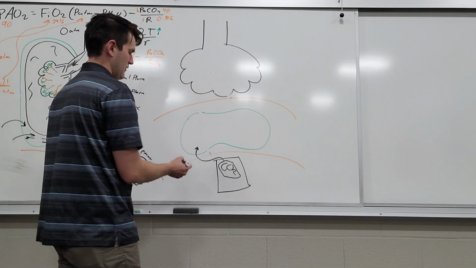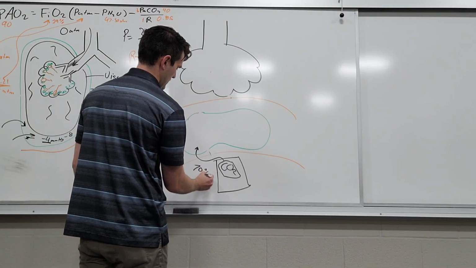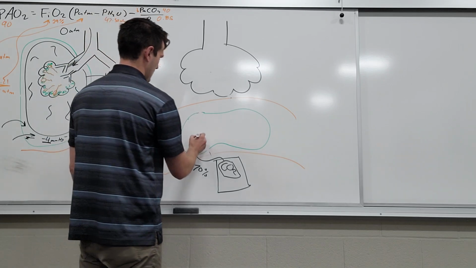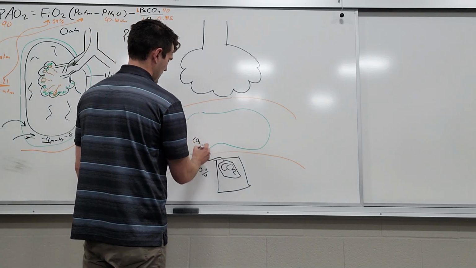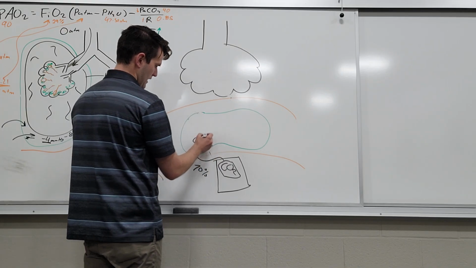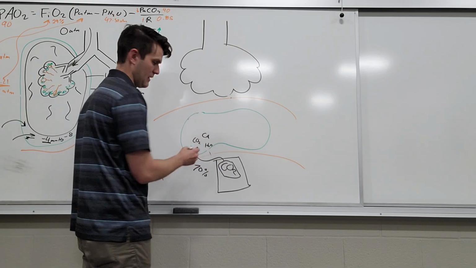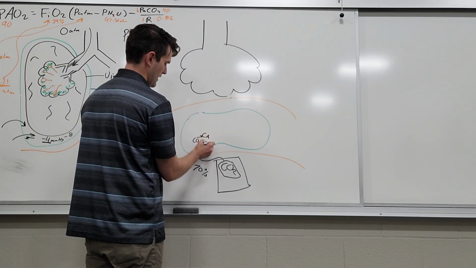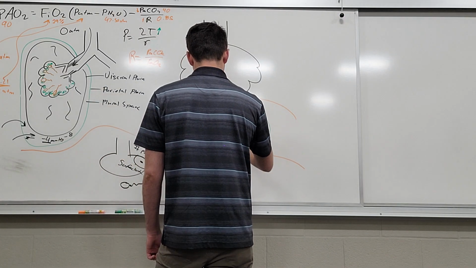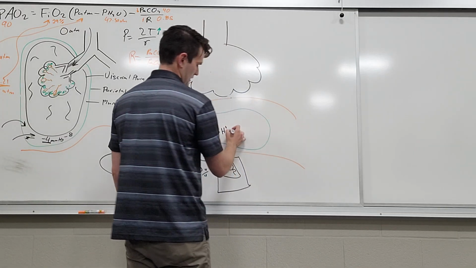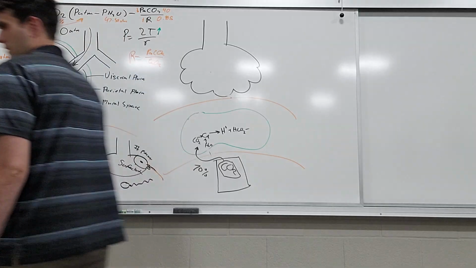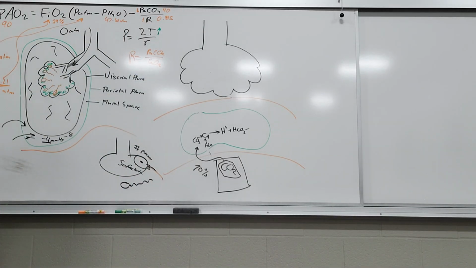And now the majority of it, about 70% of CO2, is going to come into the red blood cell, and there's going to be water in our red blood cell as well. And using carbonic anhydrase, we're going to take that CO2 and that water, and we're going to kick out hydrogen protons and bicarb. Okay, so that's the majority of that.